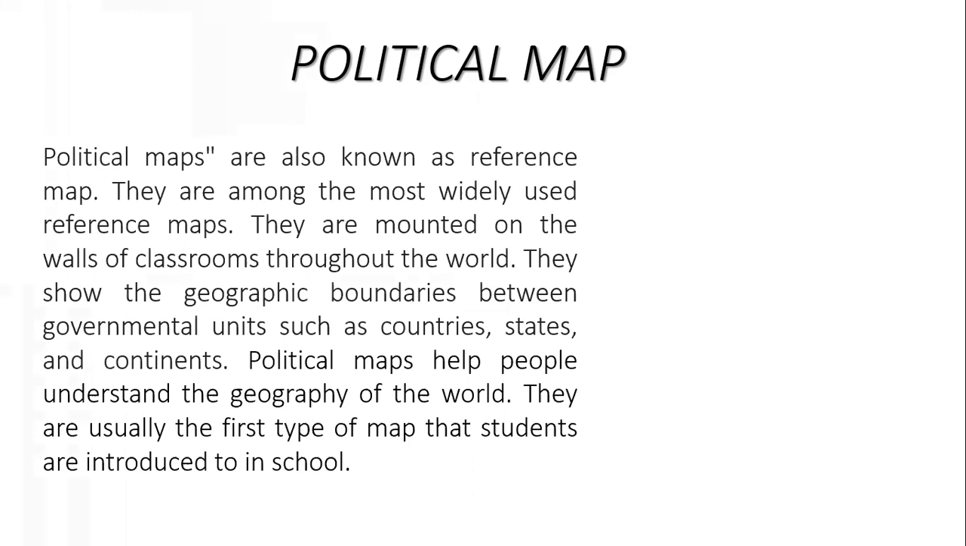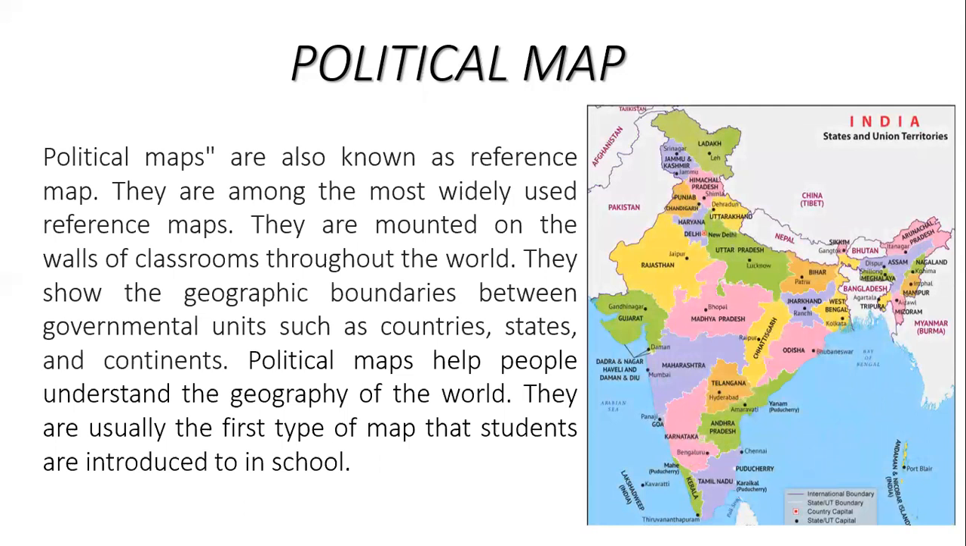Political maps help people understand the geography of the world. They are usually the first type of map that students are introduced to in school. This is a political map of India. It is showing the international boundaries and the state boundaries.